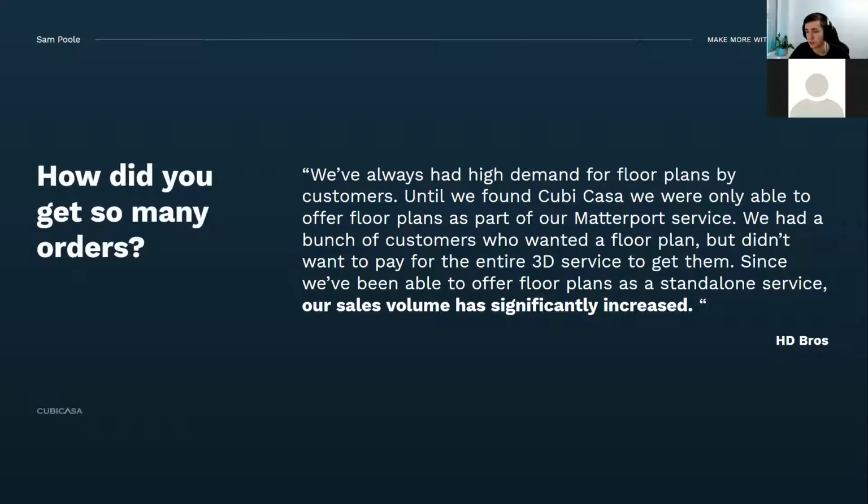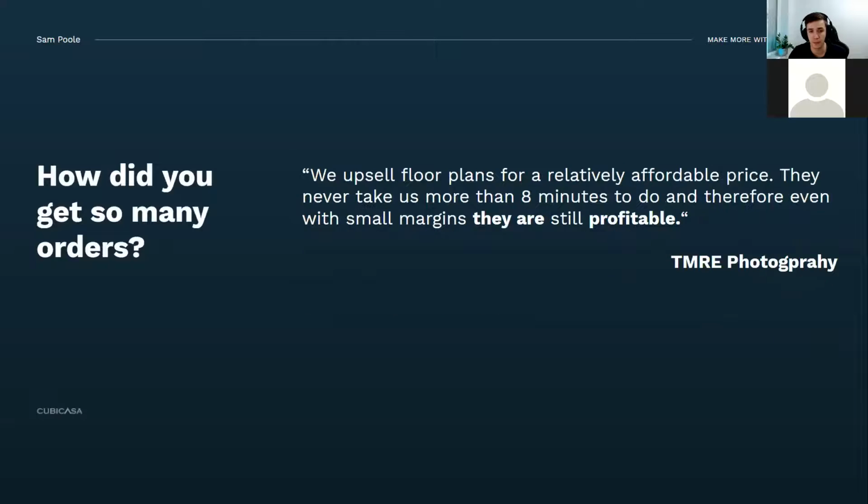So that's one of the reasons that they succeeded and have managed to significantly increase their service add-ons. I also asked a much smaller company, TMRE Photography. Their response was, we upsell floor plans for a relatively affordable price. They never take us more than 8 minutes to do, and therefore, even with small margins, they're still profitable.